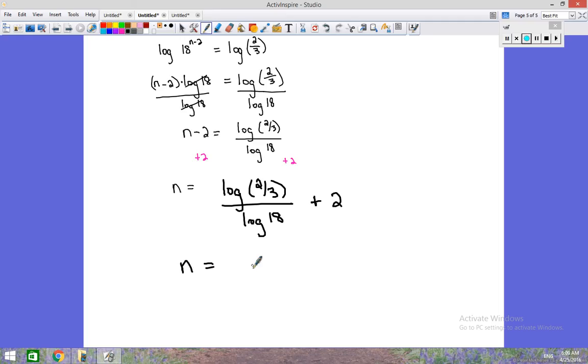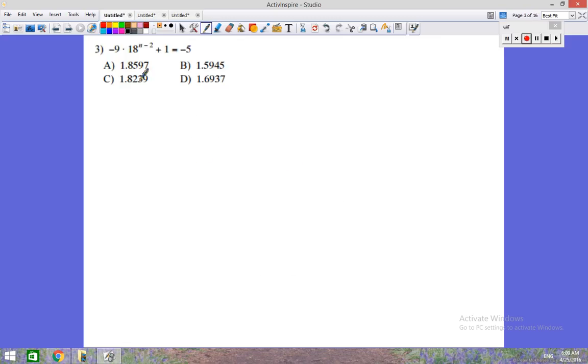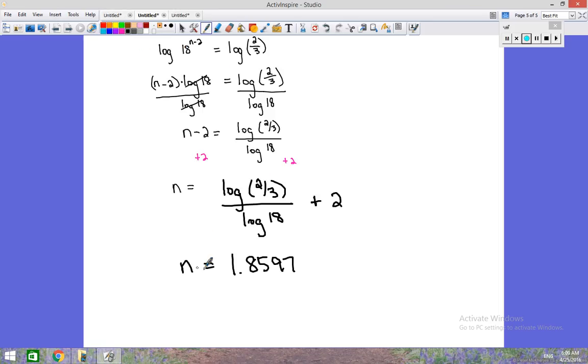Alright, so let's go to our calculator. Let's be cautious with parentheses. I've got log of 2/3, close my parenthesis, divided by log of 18, close my parenthesis, plus 2. Alright, 1.8597, 0.8597. Let's look and see. 8597, hey, that was one of our choices, choice A.